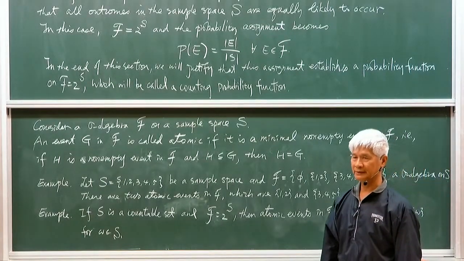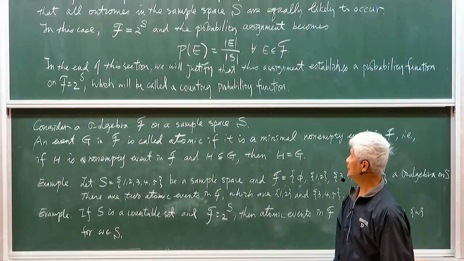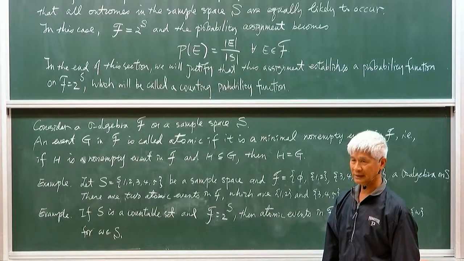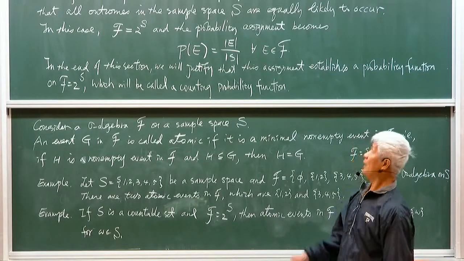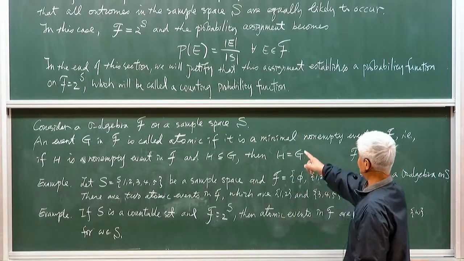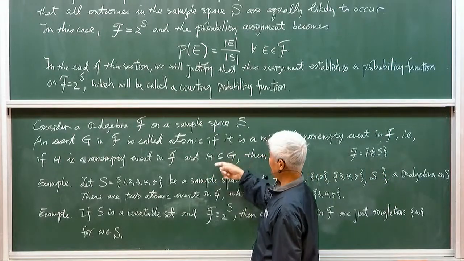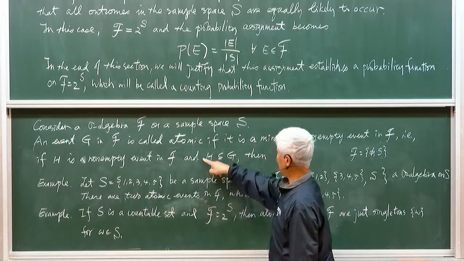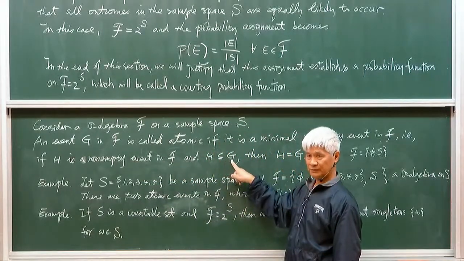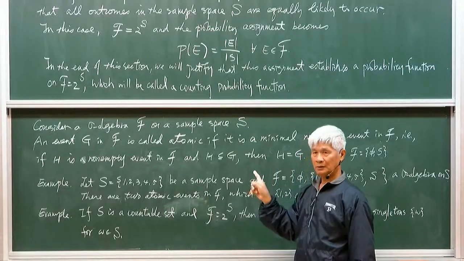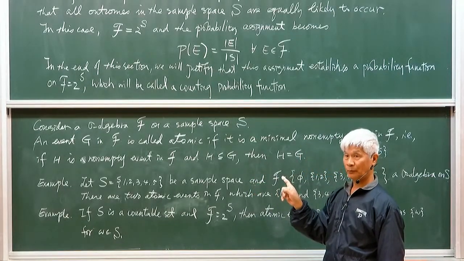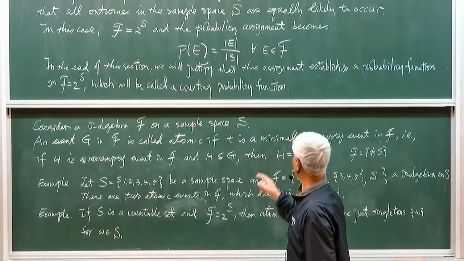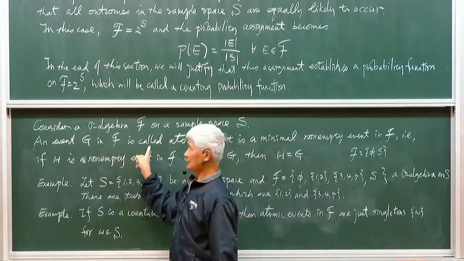Two properties for atomic events? Which are those two properties? Well, atomic events by definition: suppose we can find a non-empty event in F, and this event is a subset of G, then they must be equal. What is the set G? We say G is an atomic event.